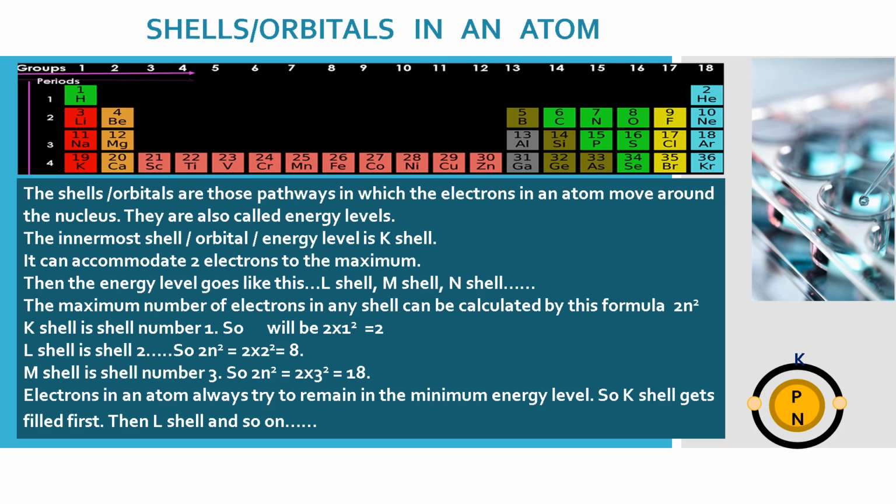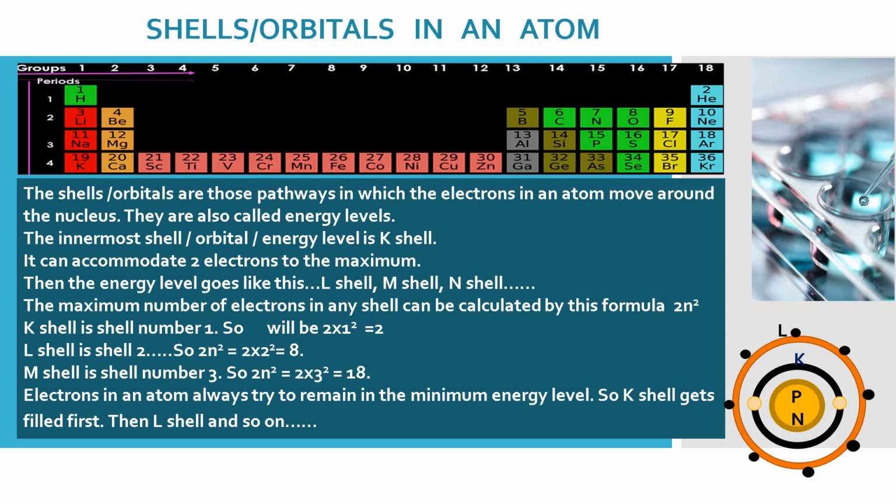You can see it in the diagram. The nucleus with a proton and a neutron, and the K shell having 2 electrons. Then the energy level goes like this. After the K shell comes the L shell, then the M shell, and then the N shell, and so on. The maximum number of electrons which can be accommodated in any shell can be calculated by the formula 2n squared. So K shell is shell number 1.